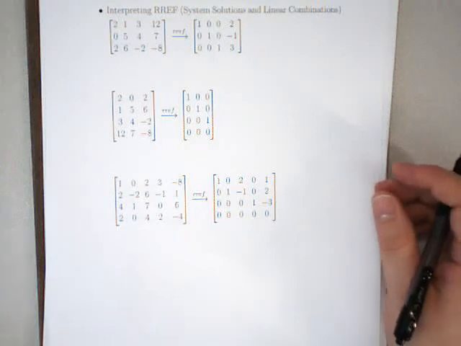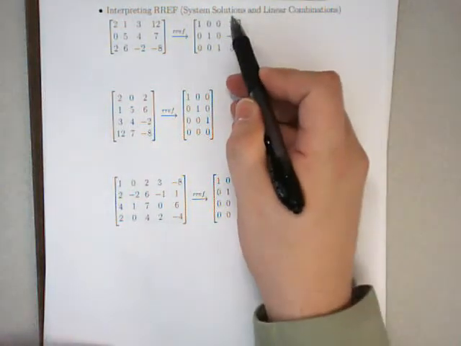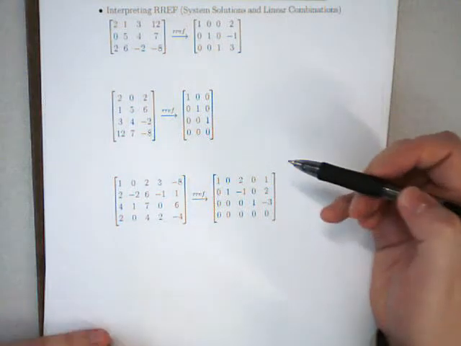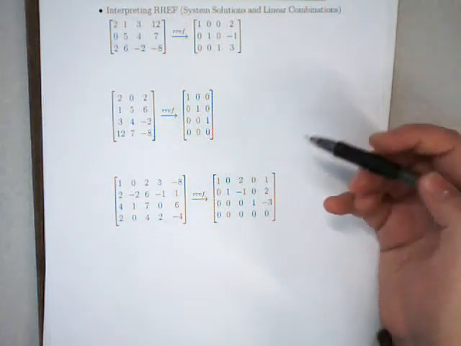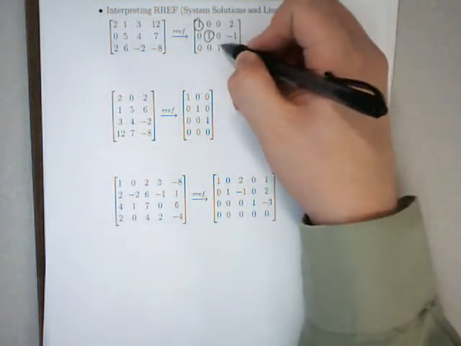In this screencast, we're going to look at interpreting the reduced row echelon form in terms of system solutions and linear combinations. We've got three different systems here, and first we want to just review what it means to be in reduced row echelon form. To be in reduced row echelon form, every row needs to start with a leading one.